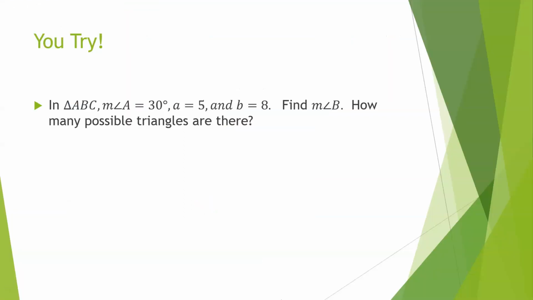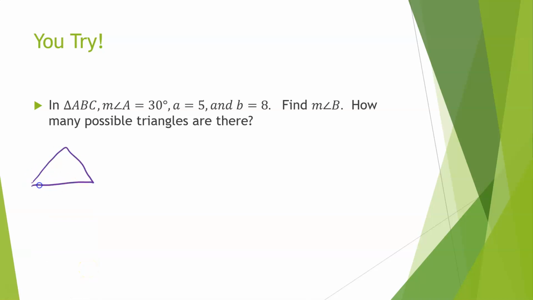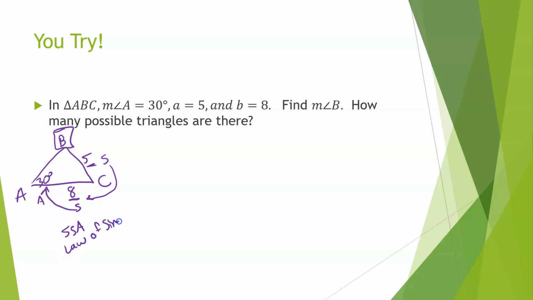Okay, here's one more example that I want you to try on your own, and then we'll finish up with a couple word problems. All right, so hopefully you drew your triangle ABC. Angle A is 30 degrees, side length a was 5, and side length b was 8. So we want to find the measure of angle B. Now again, I would need to figure out what I've been given. I was given a side length, another side length, and then an angle, which means this is SSA, which means it is the law of sines, but it is the ambiguous case. So I need to make sure I check for that second triangle.